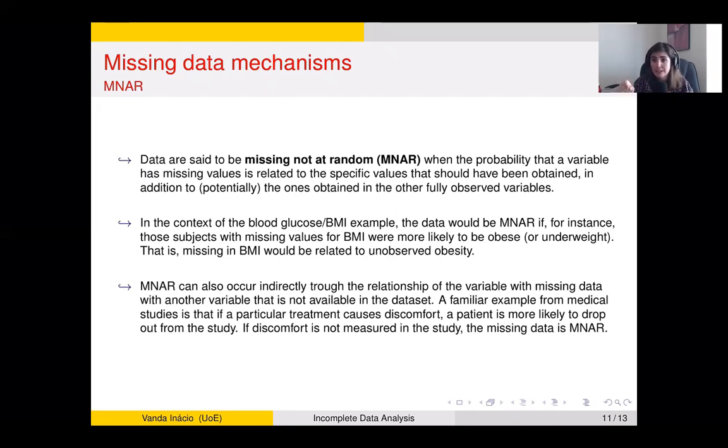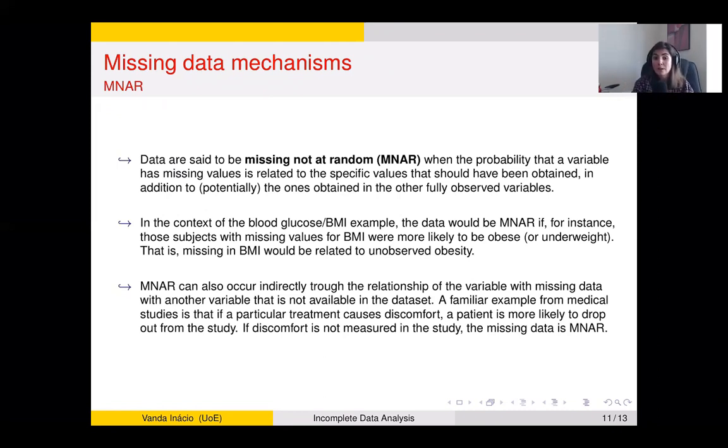An example of this is, suppose that in a medical study we are looking for an outcome of interest, and we are in a longitudinal study, so the individuals should be coming to the hospital on a regular basis to measure the outcome of interest. And in cases where a particular treatment or drug causes discomfort, the patient is more likely to drop out from the study, and so we will have missing values for the outcome of interest.